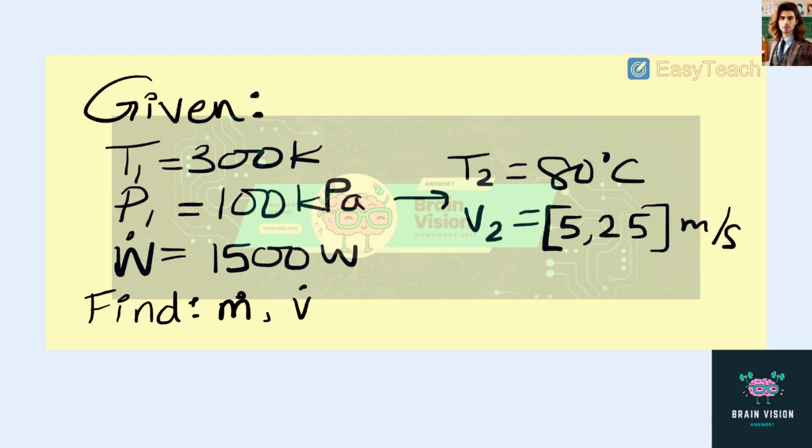And what we're asked to do is manipulate the exit velocity between 5 and 25 meters per second to see its effect on the mass flow rate and volume flow rate through this pipe.